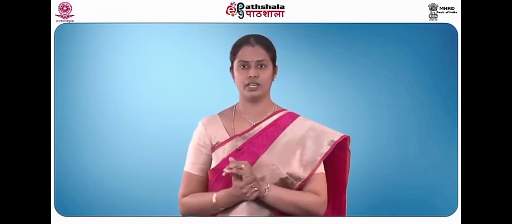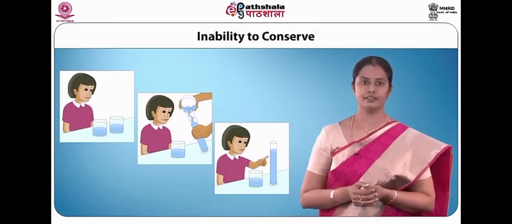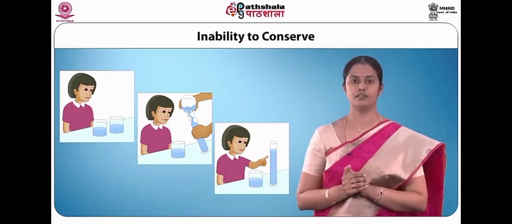Inability to conserve. The realization that certain physical characteristics of an object do not change even when there is an observable change in their outward appearance is called conservation. The task of conservation involves number, length, mass, liquid, and weight. For example, young children have trouble understanding that the same amount of liquid poured into containers of different shapes remains the same.